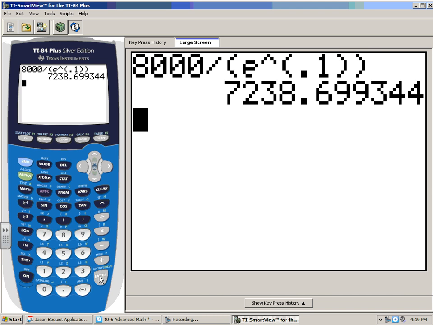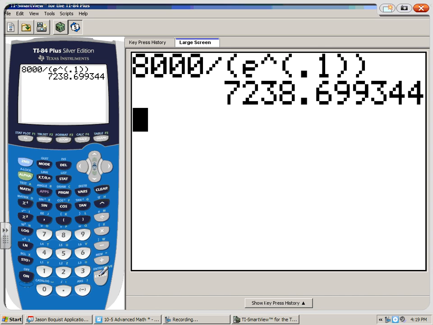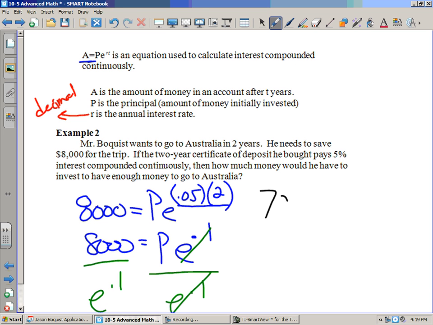7,238, and then of course here we're going to round a little bit differently because this is money. So we'll say $7,238.70 is what we would round to. Now we could have done that in a much more complicated way, but for today I think that's enough. So, $7,238.70.